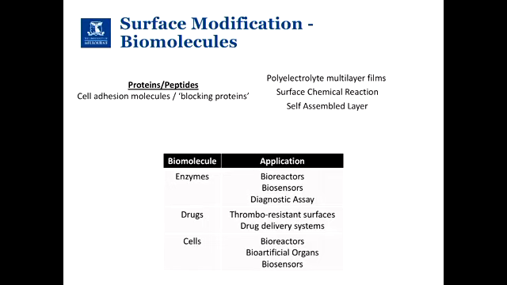I'll go through a literature example of proteins going onto, or surface modifying the surface with proteins. But here's just some examples of where you might surface modify, where you might chemically modify a surface to attach a particular biological molecule. So for an enzyme, you might put it into a bioreactor. You might have it on the surface of a bioreactor by sensors.